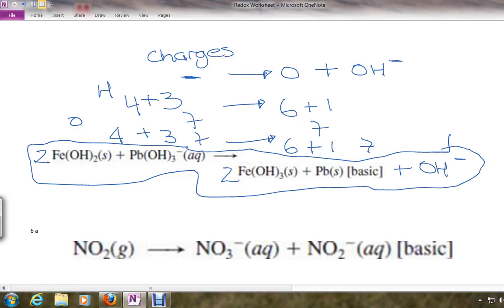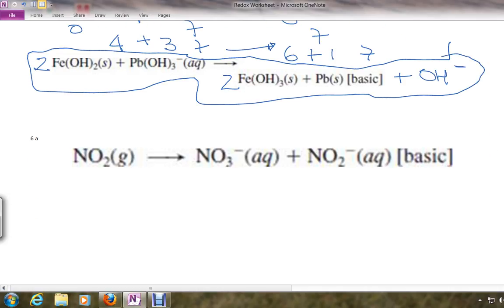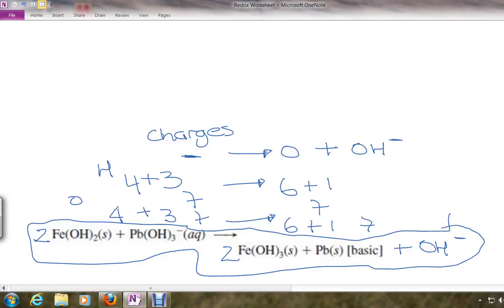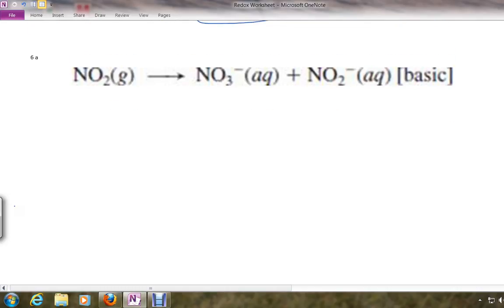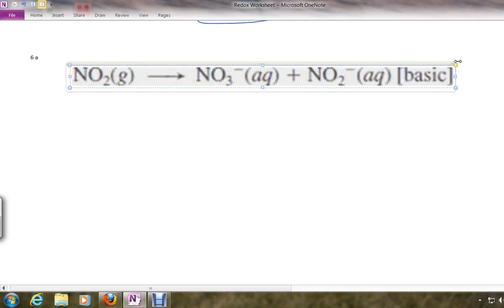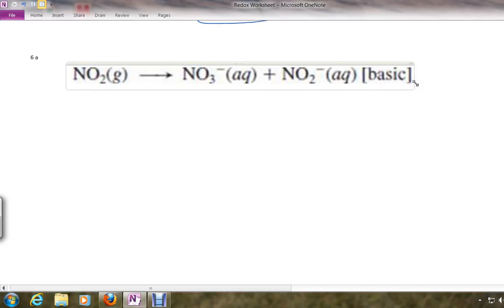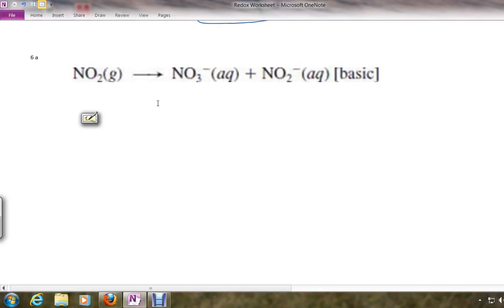Okay, so now let's do the last one. I think it's the last one. And this is another good example. What I'm saying is that the nitrogen is going to be oxidized and reduced at the same time. The nitrogen here on the left is going to be oxidized and reduced. Let's just double check the oxidation numbers here.